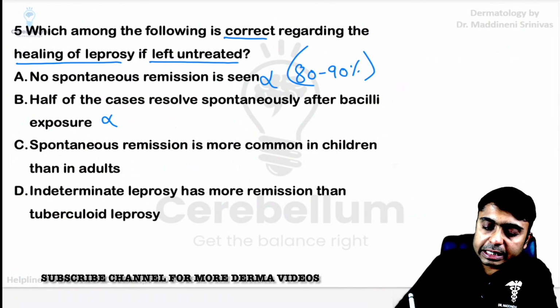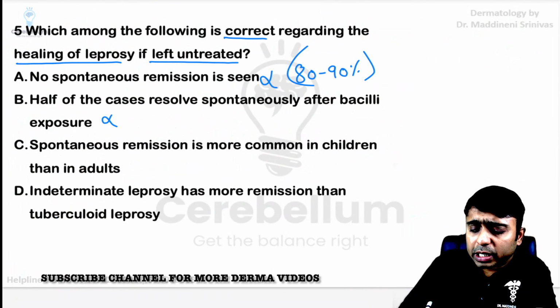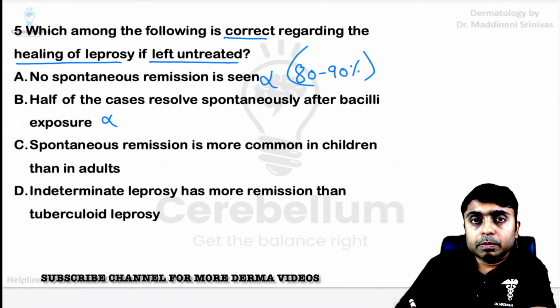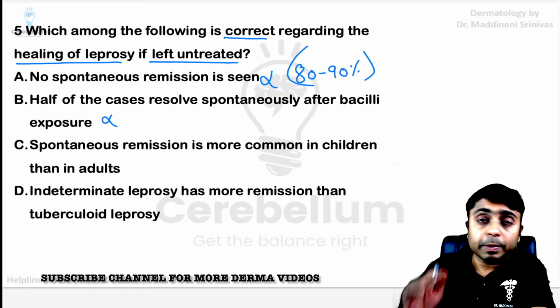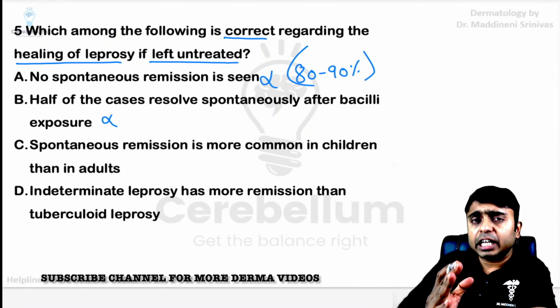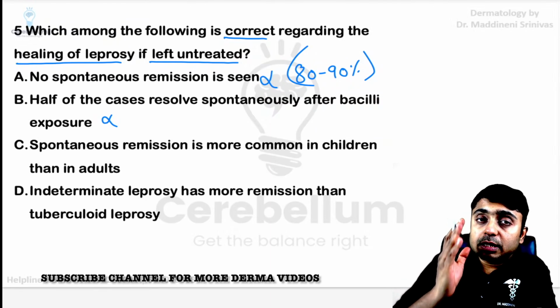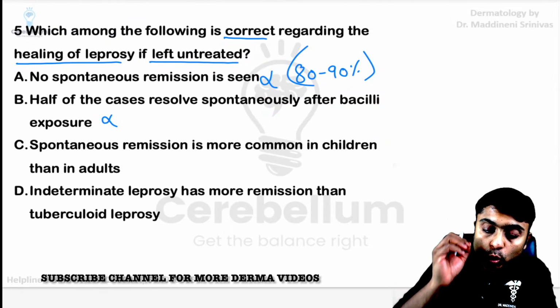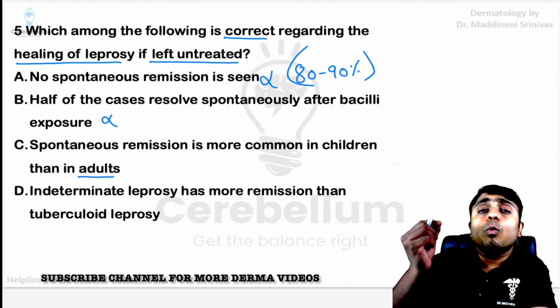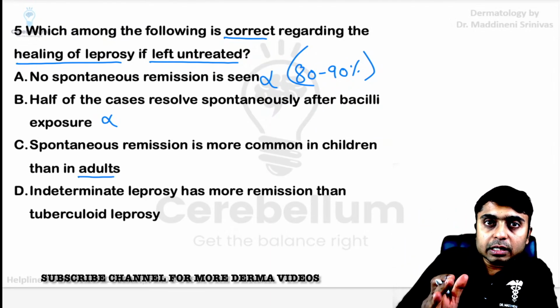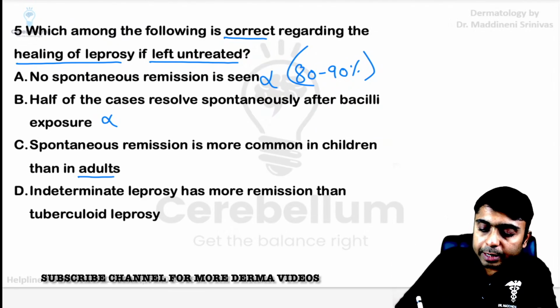The next statement says spontaneous remission is more common in children than adults. Please remember, in children the immunity is not very well developed. And remember, M. leprae presentation or remission is mainly dependent upon the immunity. So the immunity is good in adults, so spontaneous remission is better in adults when compared to children. So this statement is also wrong.